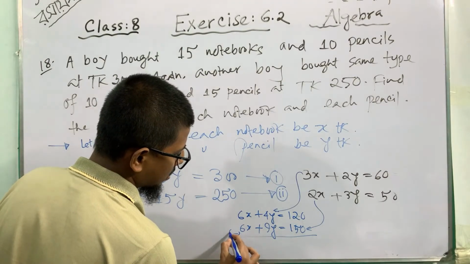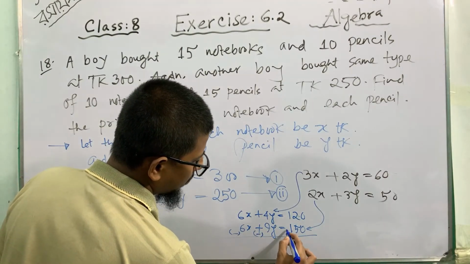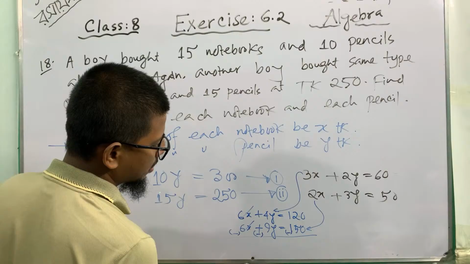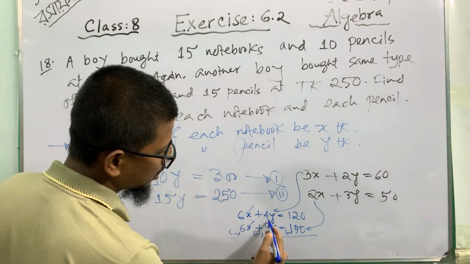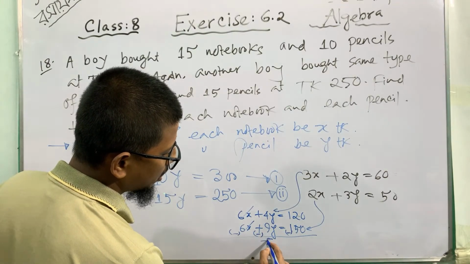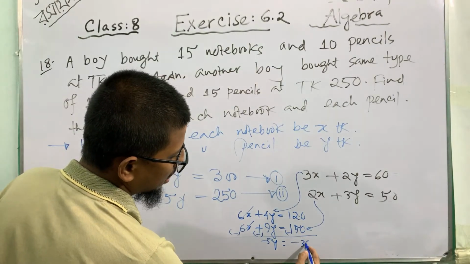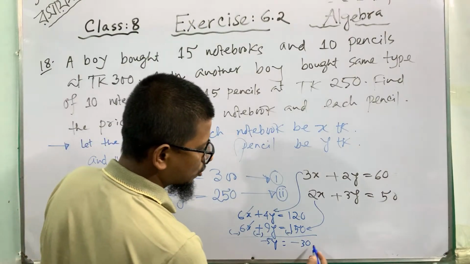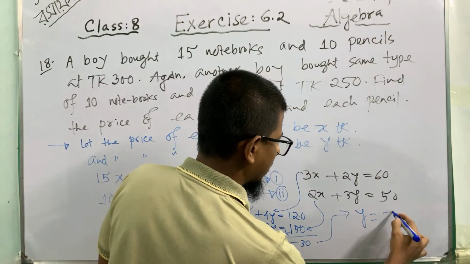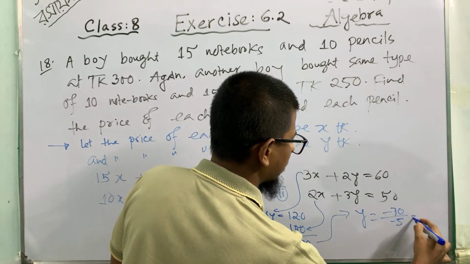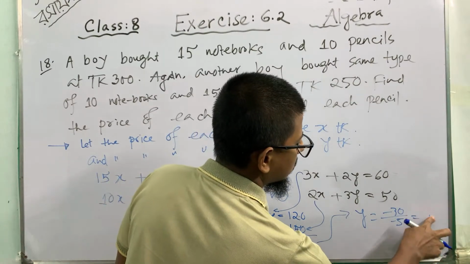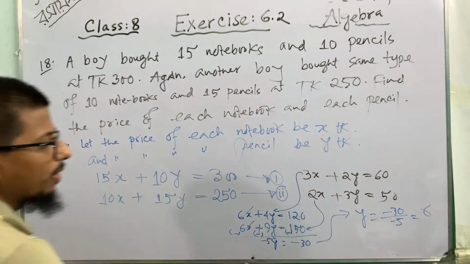Now I can easily use the process of elimination. So I take this negative, this also negative, also negative. So I have this x cancelling each other out. I have this 4y minus 9y, which is minus 5y, and I have 120 minus 150, which is basically minus 30. So I have y equal to minus 30 divided by minus 5, and that is nothing but 6. So my y value is 6.